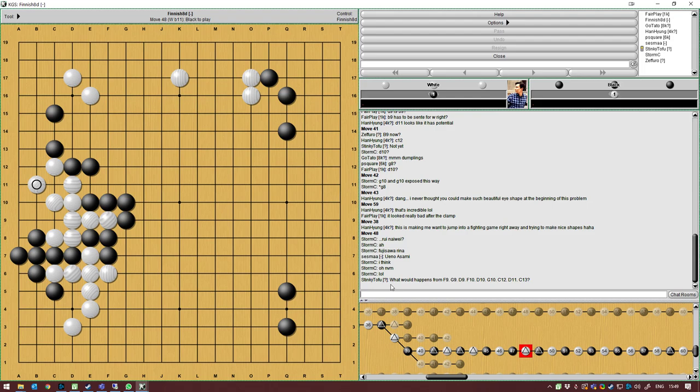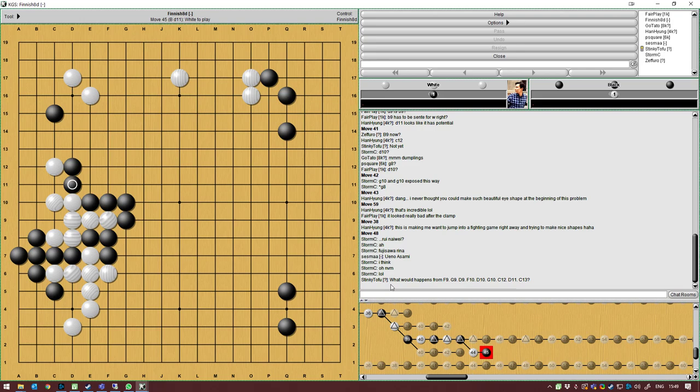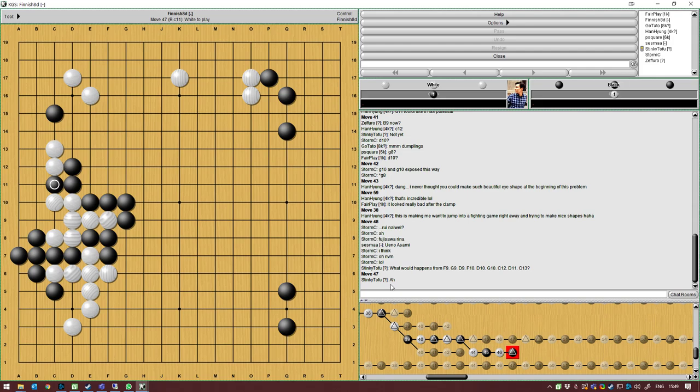What would happen after R3? I'm sorry, F9. F9, D9, F10, D10, G10, C12, D11, C13. I think here the order is a little bit problematic, because here you want to do this, yes, he may actually do this one, right? You can't do this one because of the push. So this one can be problematic. And that is why in the game, White plays this one first, to make sure I will get this one, to prevent Black from getting that one instantly.